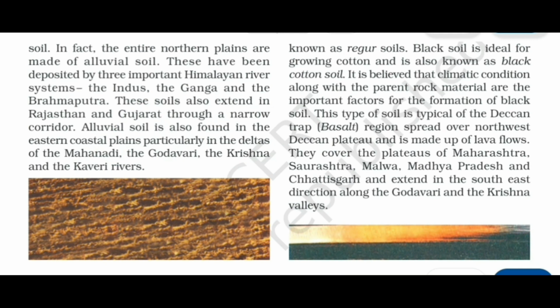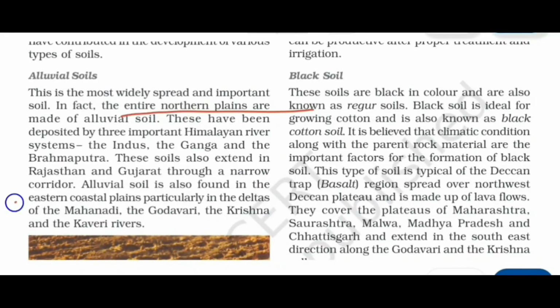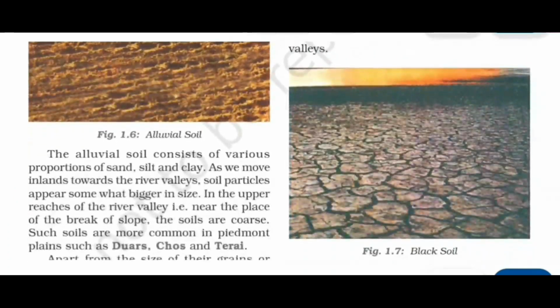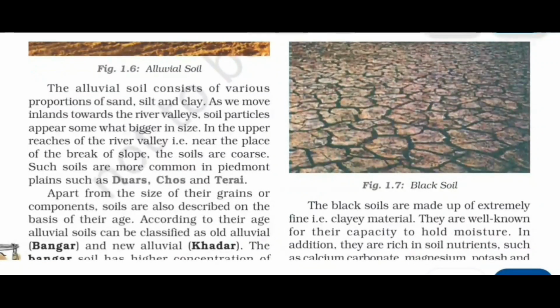So you need to keep in mind that in India there are 2 regions where we find alluvial soil. One is the northern plains and the second one is the eastern coastal plains. So do remember, only 2 areas of India have alluvial soils. One is the northern plains and the second one is the eastern coastal plains. So remember this. Now moving to the next, look at the next paragraph of your alluvial soil.